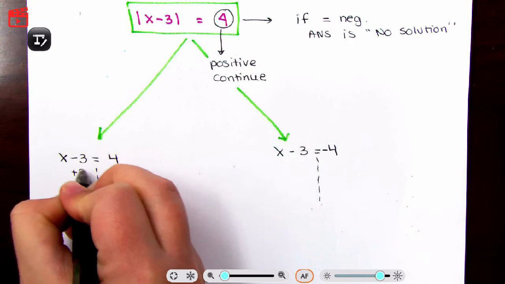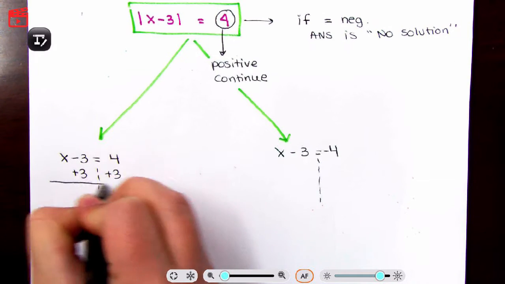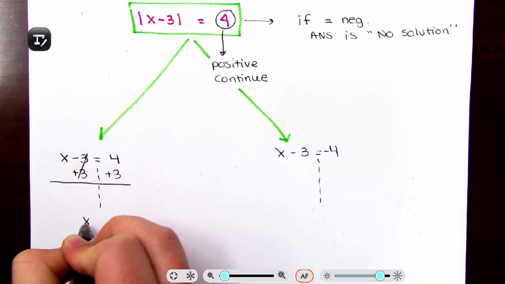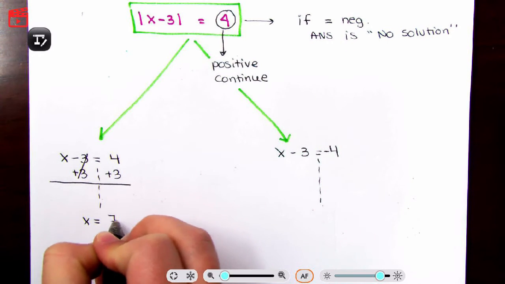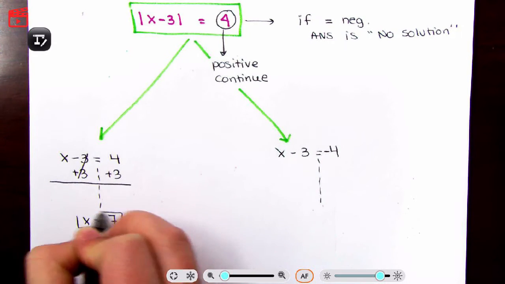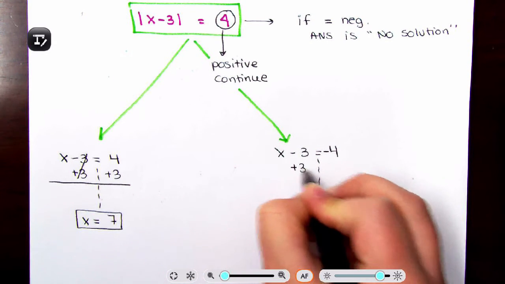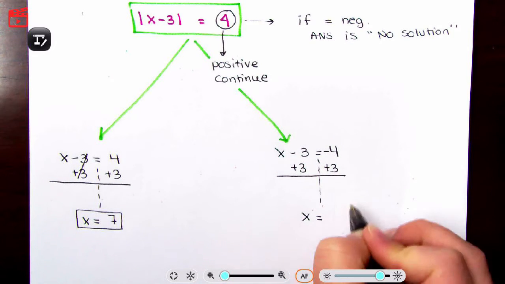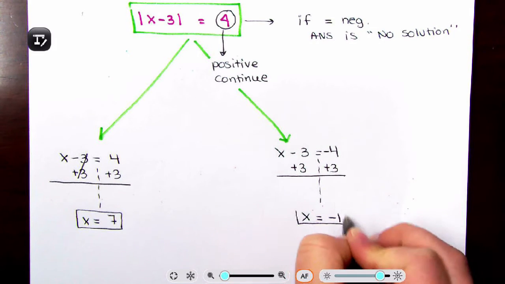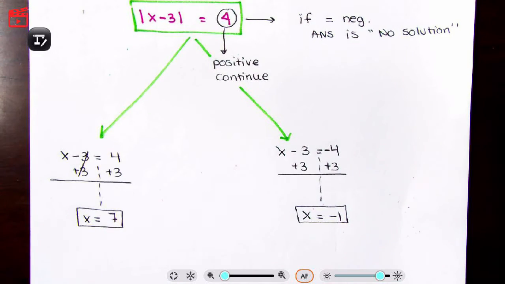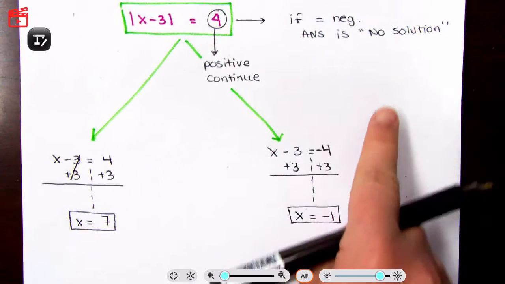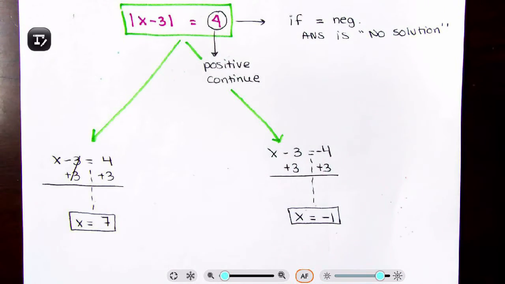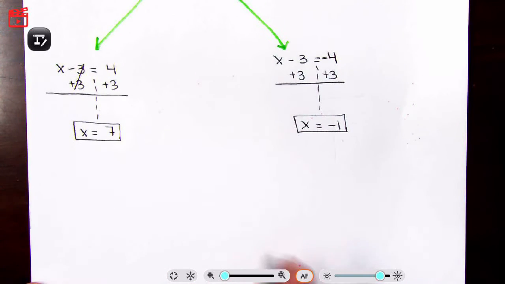Now we're going to continue to solve for x. So I have +3, +3. So I have x is potentially equal to 4, 5, 6, 7. This one here is +3, +3. So x is potentially equal to -1. Now we don't know if it's actually one or the other. It could be neither. It can't be neither because we already have no solution eliminated. So it's either both or just one. So let's go ahead and do our check.